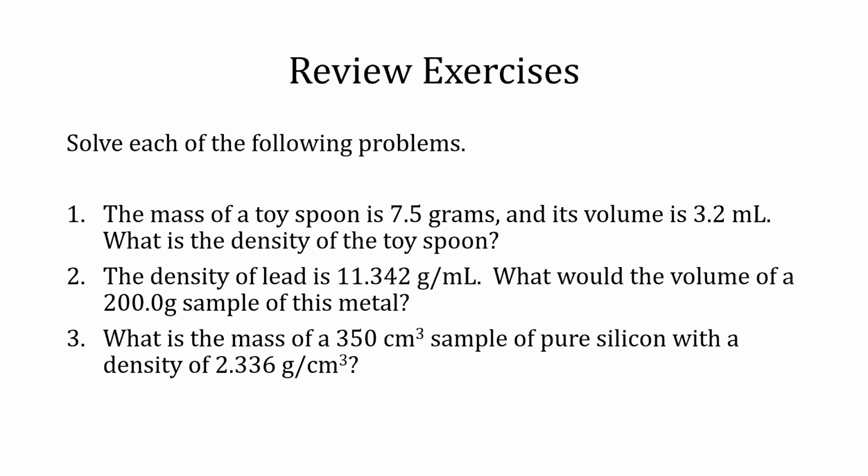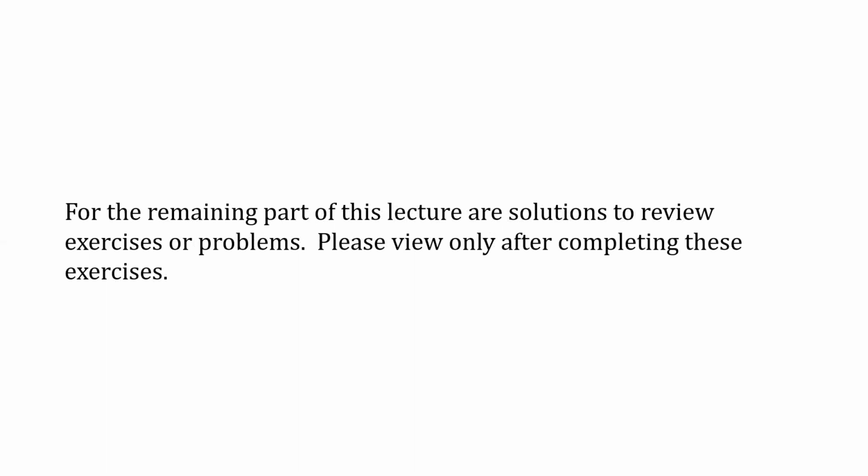3. What is the mass of a 350 cubic cm sample of pure silicon with a density of 2.336 g per cubic cm? For the remaining part of this lecture are solutions to the review exercises or problems. Please view only after completing these exercises.